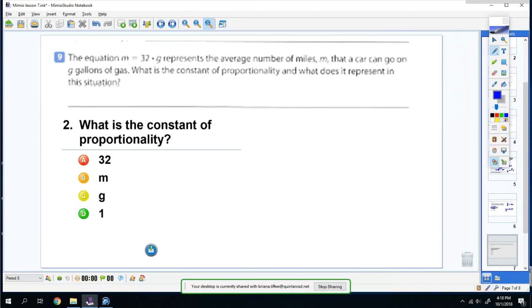The equation M is equal to 32 times G represents the average number of miles that a car can go on G gallons of gas. What's the constant? Well, they give you the equation M equals 32 times G. 32 is your constant.